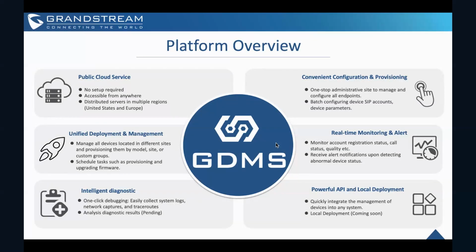We can do real-time monitoring and alerts, so we can monitor account registration status, so on SIP accounts. We can monitor the call status, call quality, and we can receive alert notifications, say via email, upon detecting an abnormal device status. So we can set it for various different parameters, and then we can get alerts coming through to us when a device has triggered one of those alert parameters, so that even before your customer is necessarily getting in contact with you or before the site gets in contact with you, you've already got a heads up that something's not right. And then obviously we have APIs and local deployment options.